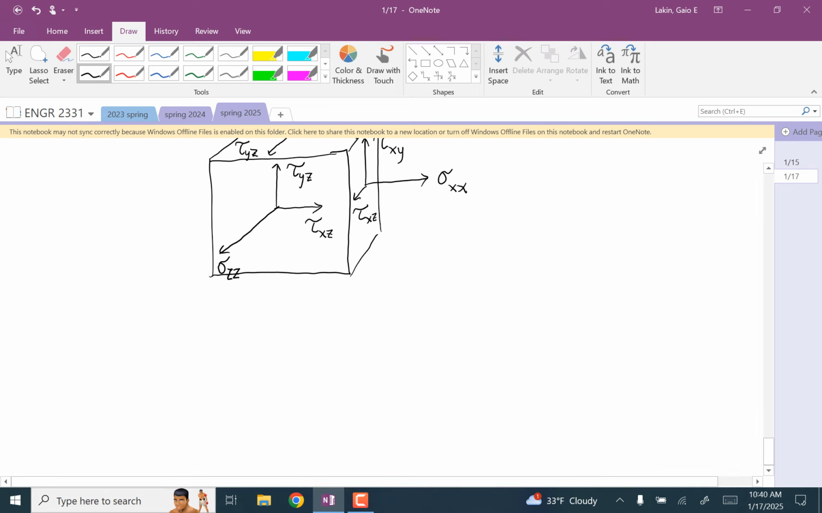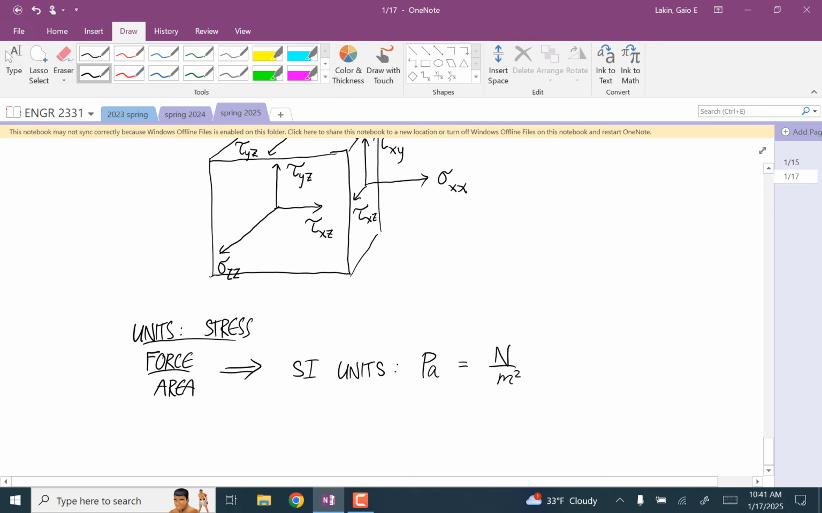Okay, the units for stress. It's force per area, which is the units of pressure. And so that means that the SI units are pascals, which is the same thing as newtons per meter squared.